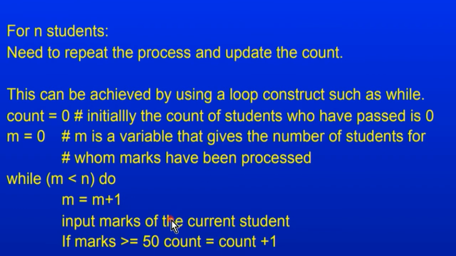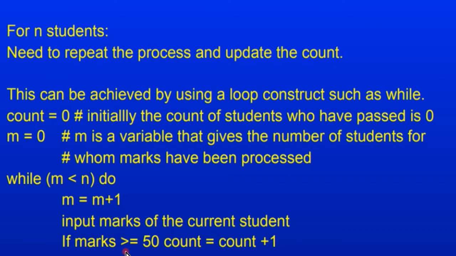So while M less than N, do M equal to M plus 1. Okay, M less than N, then M equal to M plus 1. That means if the number of students is 5, then I have to process all 5 students' marks. That's the concept. And the passing marks may be 50. And I have to process all those n number of students. And I can keep track of those students by using M. I can keep all the passed students in C, that is count. Okay, in the count. So that's the concept.